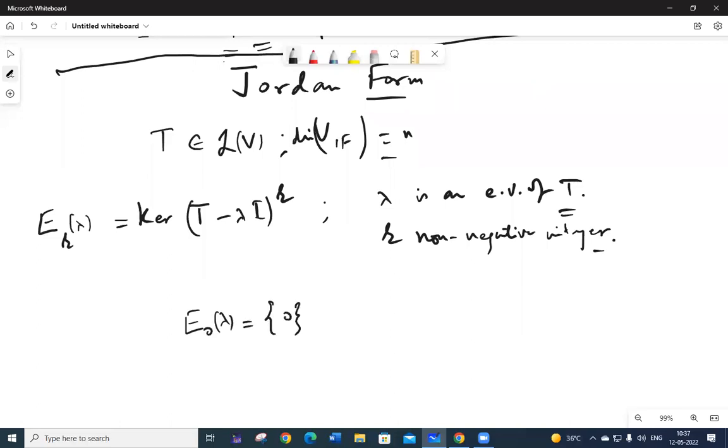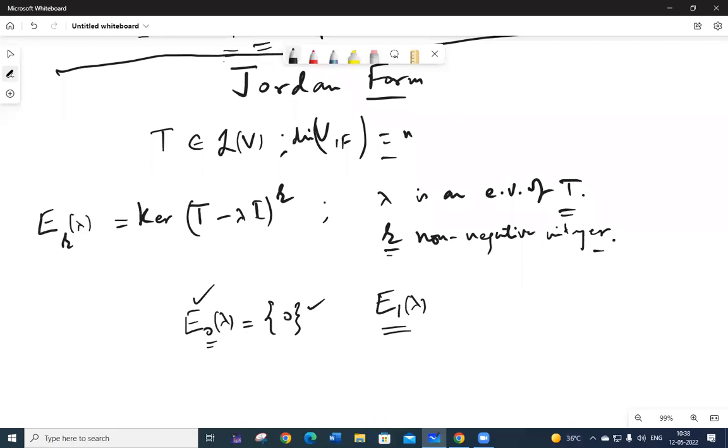Sir, R cannot be 0? So I have taken 0. 0 means this is the zero vector space. I conventionally take R as 0, for that E_0(lambda) is 0. Okay, sir. What do you mean by E_1(lambda)?